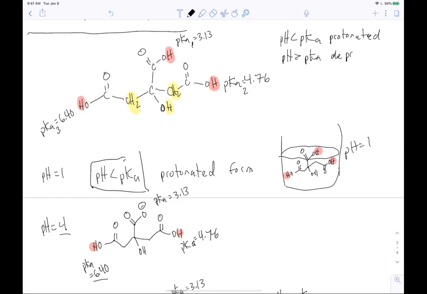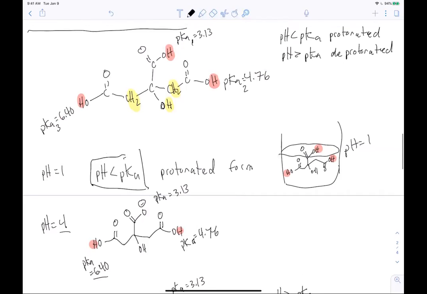Like, deprotonated is probably the right way to say it. So you can have pH equal to pKa where you're 50-50. That's the third one. That's 50-50 protonated, deprotonated. But regardless of how complicated your acid gets, this rule holds. Yeah, at pH equal 2, everything's protonated. Perfect.